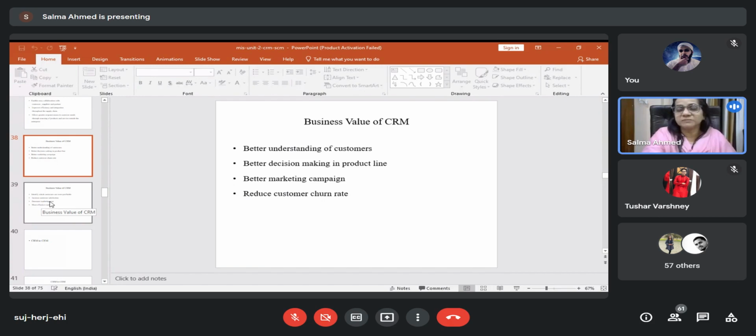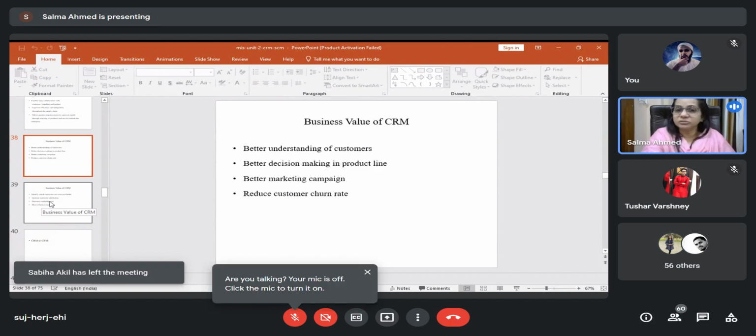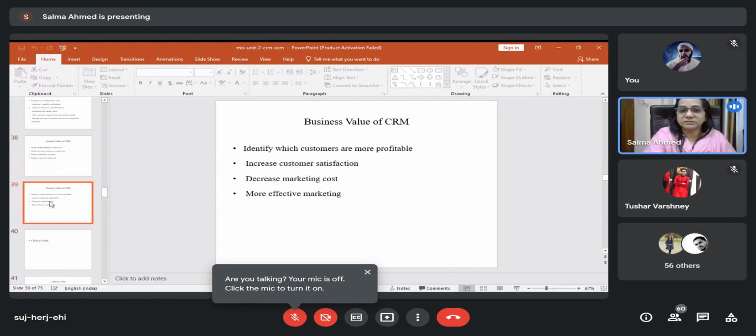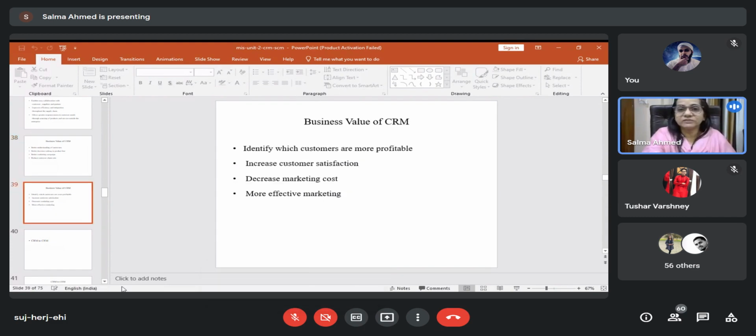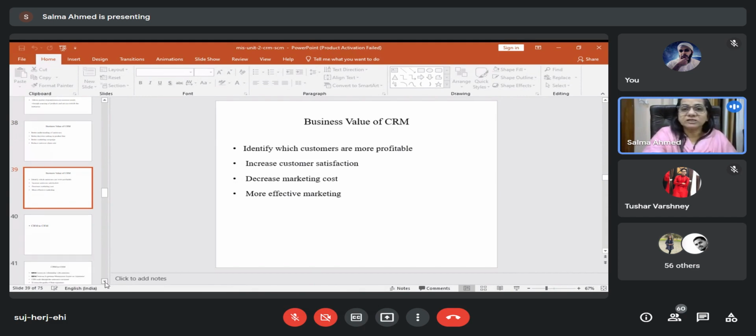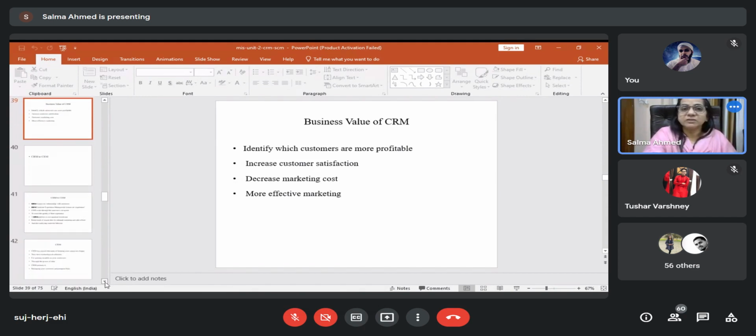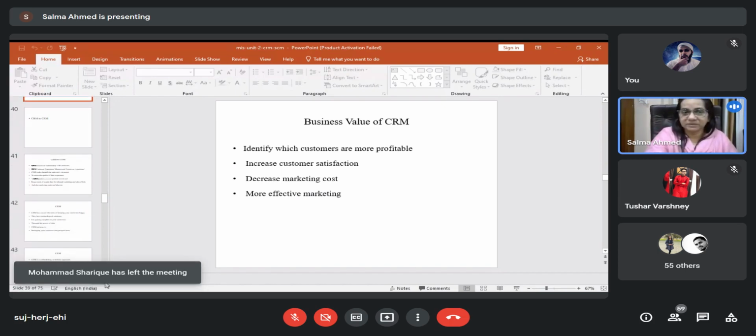So the business value of CRM is better understanding of customers, better decision making in the product line. So either we decide to launch a new product, or we might decide to do away with some products, better marketing campaign, and reduce customer churn rate. We identify which customers are most profitable, we increase customer satisfaction, we decrease the marketing cost, and make more effective marketing campaigns. So that's the crux of CRM.